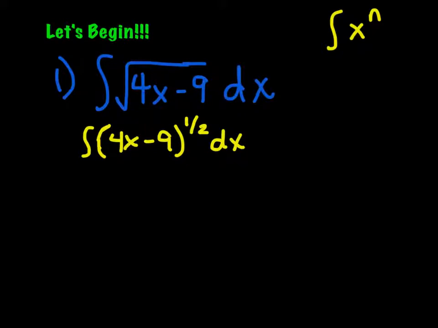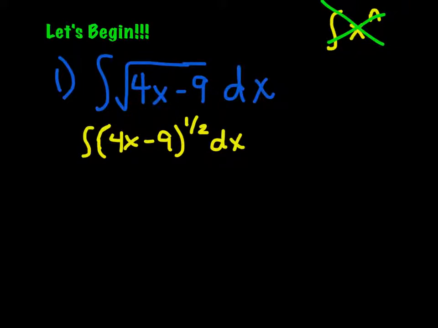Okay, so if I am going to follow this rule, it has to be that x is a single term, a single variable. In this case, clearly 4x minus 9 is a function in terms of x. It is not a single variable. Therefore, I can't use my normal integration rules. And so because of that, I have to use U substitution. So this is where we have that function inside of a function. You have 4x minus 9 inside of x to the 1/2.